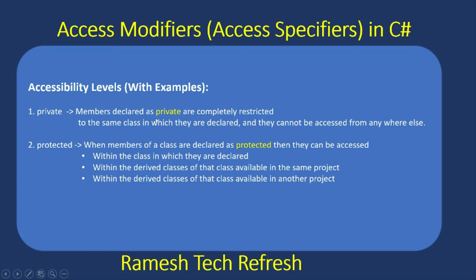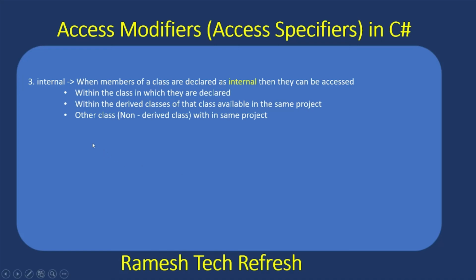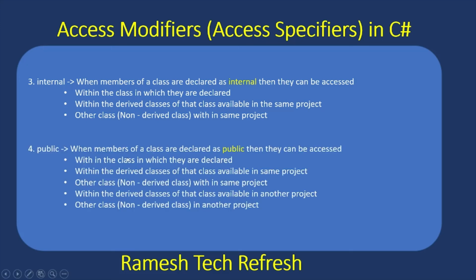Private. Members declared as private are completely restricted to the same class in which they are declared, and they cannot be accessed from anywhere else. Protected. Within the same class in which they are declared, within the derived class of that class available in the same project or same assembly, within the derived class of that class available in another project. Internal. X is limited to the current assembly. Within the class in which they are declared, derived classes of same assembly, non-derived classes of same assembly. Public. No limit. You can access anywhere.